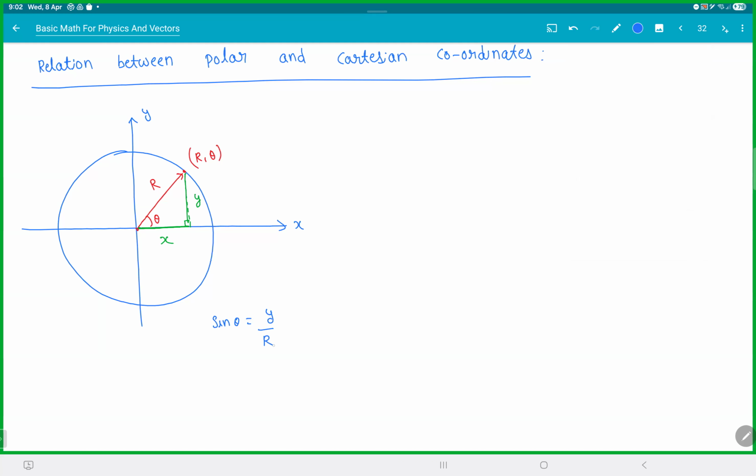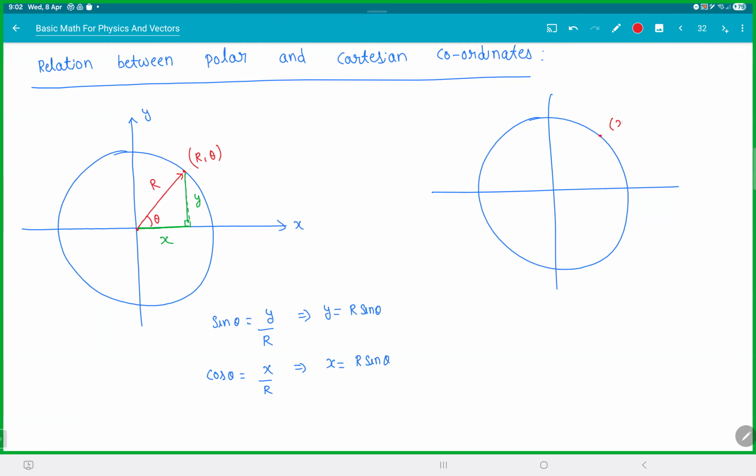So every time you'll not be writing this. Cos theta is x by r, so the adjacent side is r cos theta. This is how you find the x and y if I give you r and theta. Reverse: if I know x and y, then how to find r and theta?